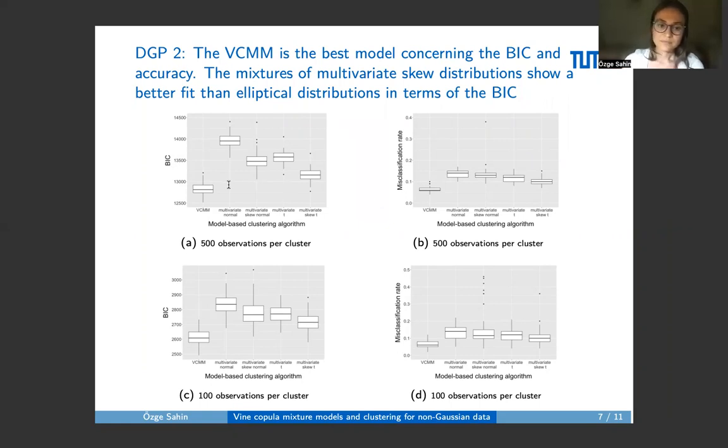After that, we see that the mixtures of multivariate skew distributions, like skew normal and skew t, are better than the elliptical distributions, multivariate normal and multivariate t, in terms of the BIC. However, the BIC does not match the misclassification rate, because multivariate skew normal is worse than multivariate t in terms of it. But it shows that to estimate the density of the data in such a situation, with heavy tail margins and tail dependence, after the VCMM, the mixture of skew distributions is better.